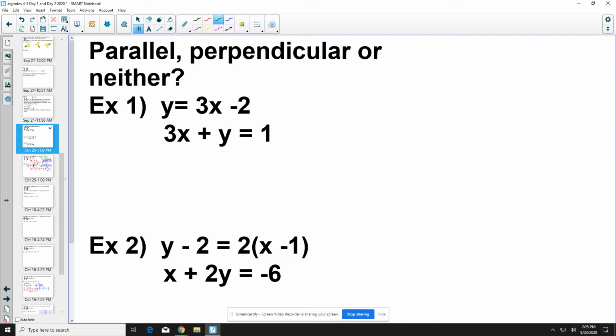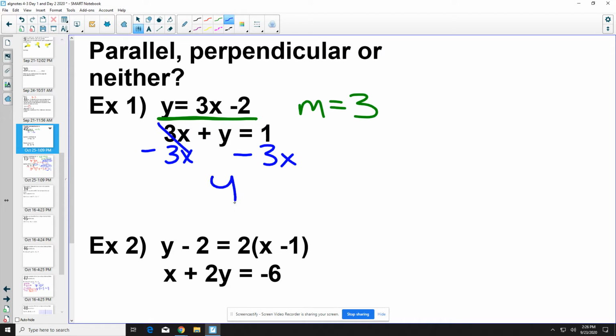So if I look at the first equation, this is in the form y equals mx plus b. What would the slope of this line be? 3, right? So I already know the slope of that line is 3 because it says 3x. If you look at the second equation, it's not in slope-intercept form. So I have to solve it for y. So how would I solve the second equation for y? I would subtract 3x, right? So if I subtract 3x, I'll get y equals negative 3x plus 1.